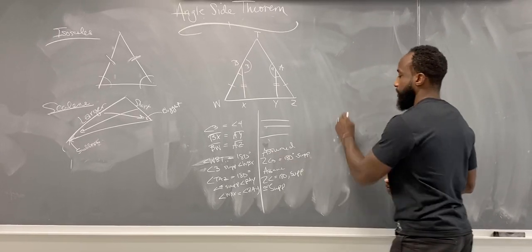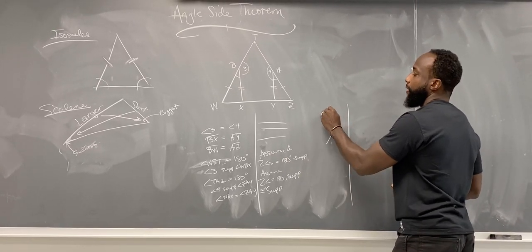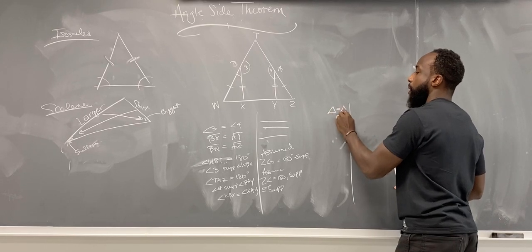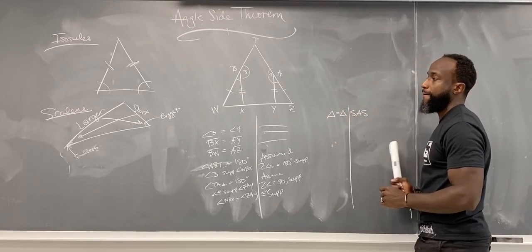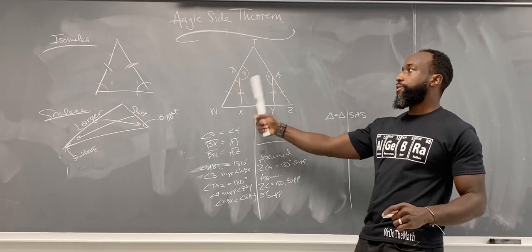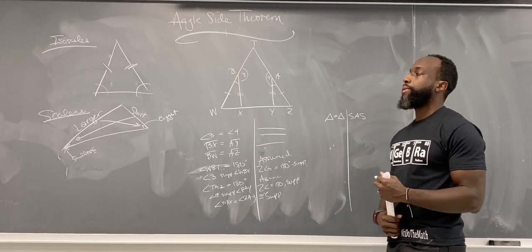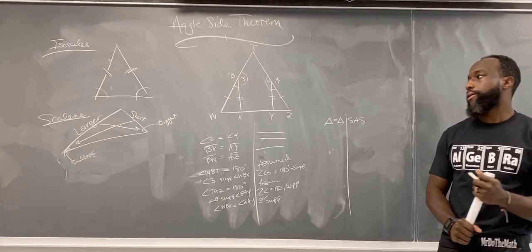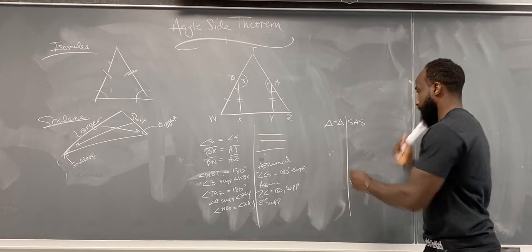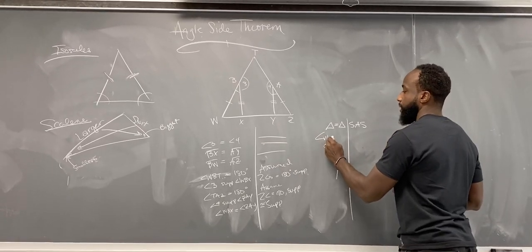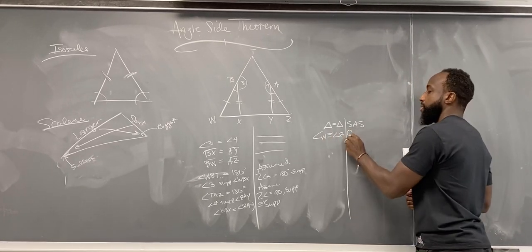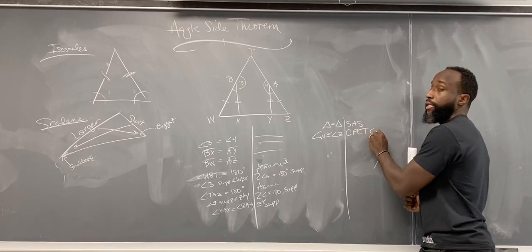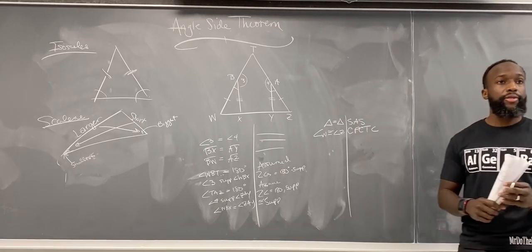All right, we need more space, so we're gonna continue over here. So then we can say those two triangles are congruent. Why? Side angle side. Side angle side, right? Now, because these are congruent based on side angle side, we can say that angle W is congruent to angle Z. Why? CPCTC. Corresponding parts of congruent triangles are congruent.